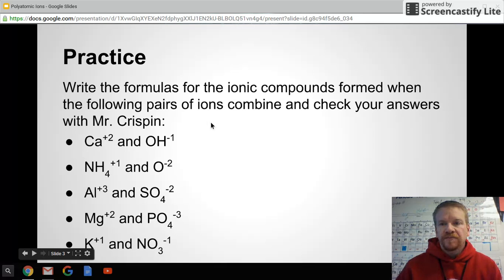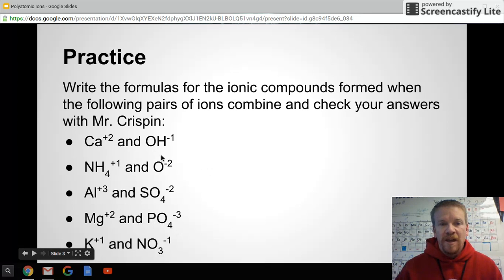So what I want you to do, grab a piece of paper. It's nothing you're going to turn in, but you are going to have me check this, and you are going to get credit for doing this. It is going to be an assignment in the grade book that you will get checked off when you show me your answers for these 5 compounds that are formed. So Ca+2 and OH -1, +1 -2, +3 -2, and so forth.